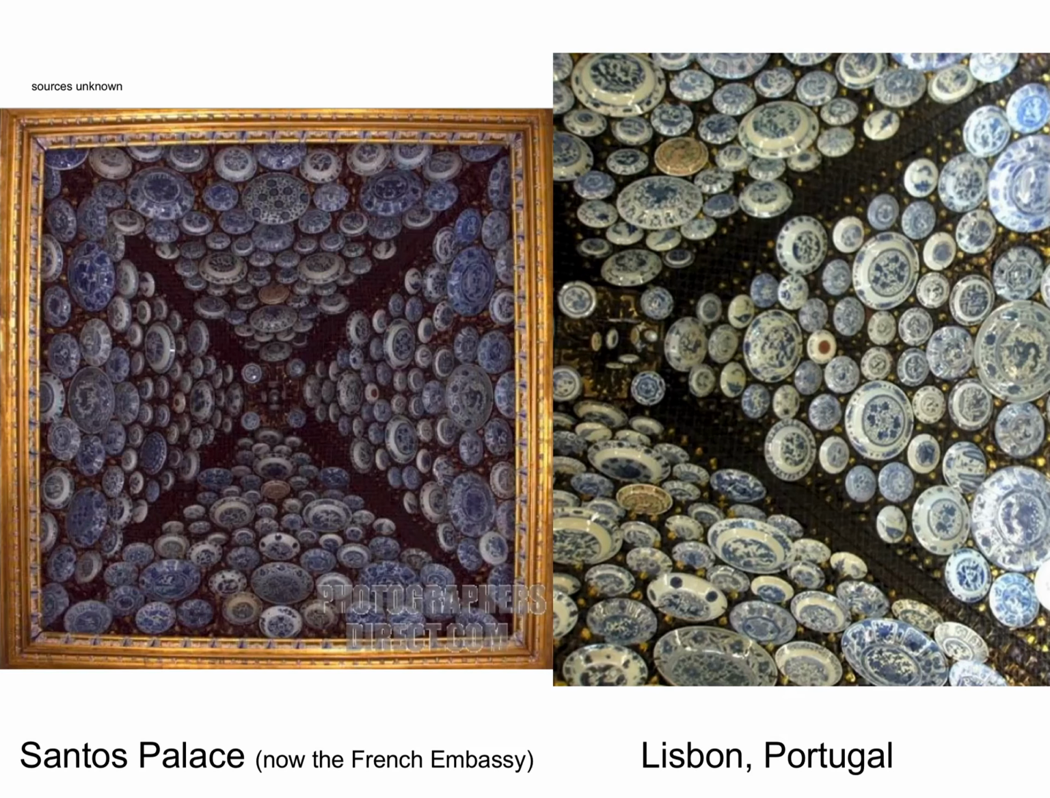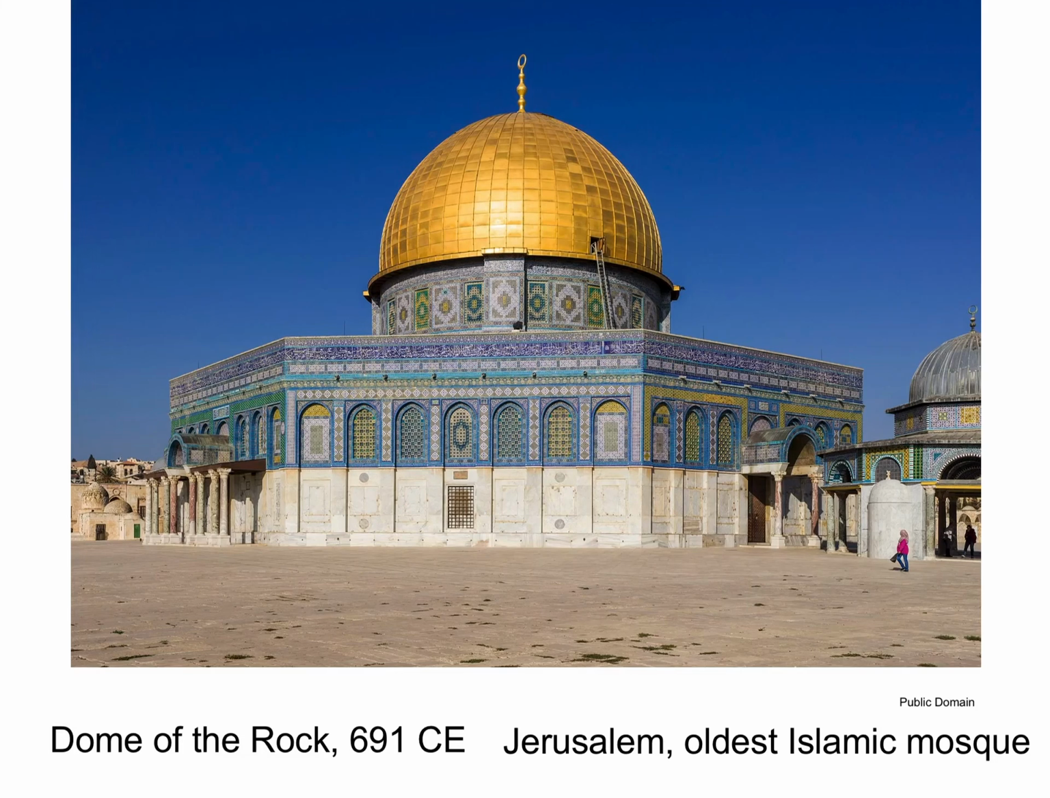And another wonderful example at the Santos Palace in Lisbon, Portugal, where Asian porcelain coming from China and Japan are used in the decoration of this ceiling. Now we have to move on to the Islamic world, because maybe it could be debated that the Islamic world is the culture that has used ceramic in the most extraordinary fashion in the history of civilization.